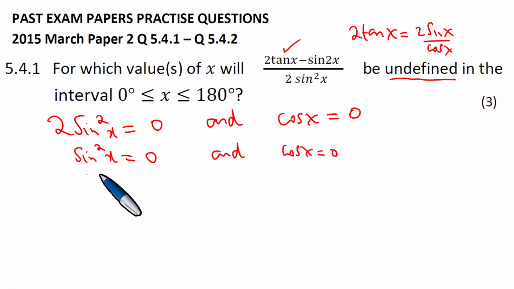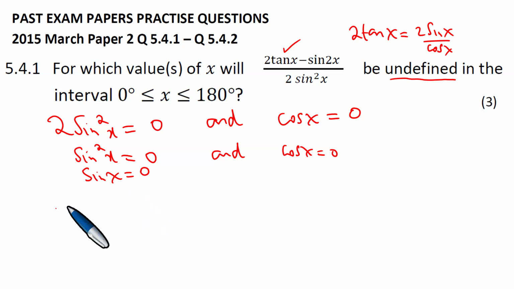Okay, right. This means that at this point, when sine squared x equals 0, obviously this means that the sine of x equals 0. You can take square roots on both sides to arrive at this. So what you need to do at this point is look at where the sine is equal to 0. When is the sine equal to 0?